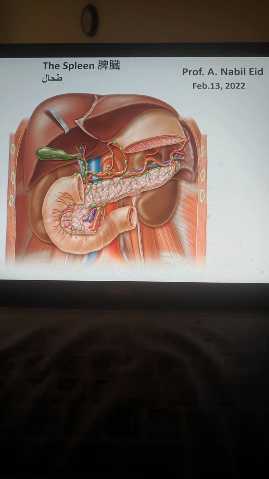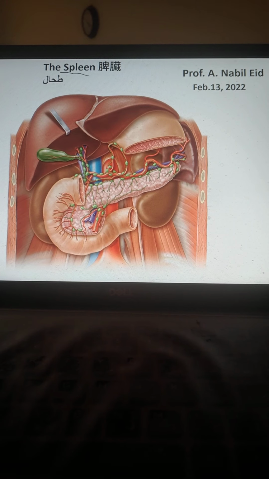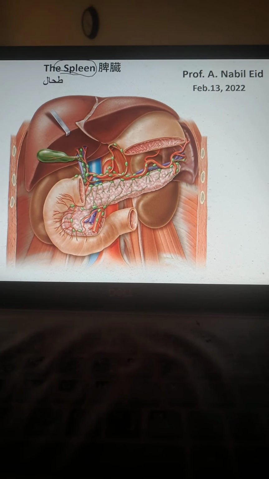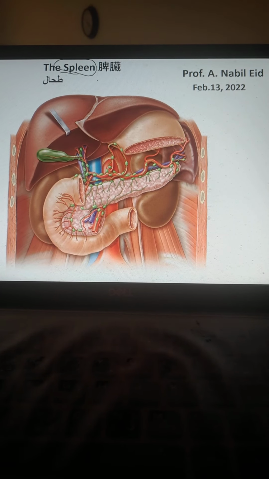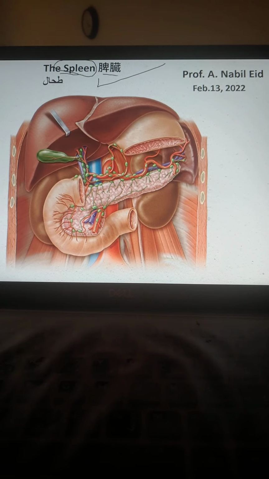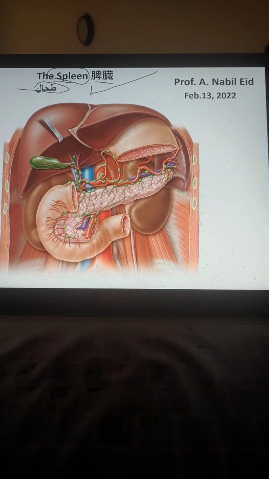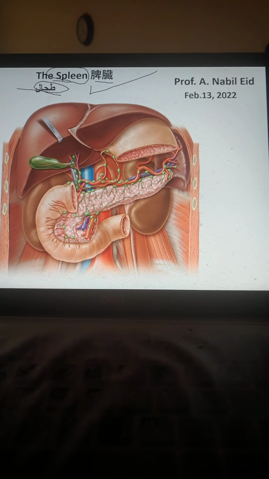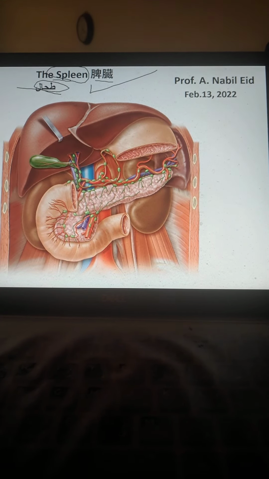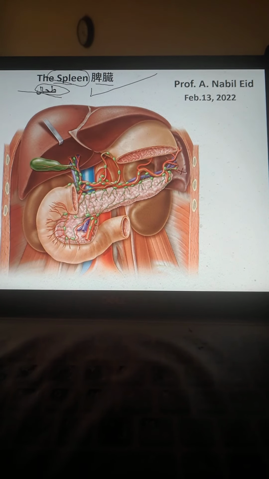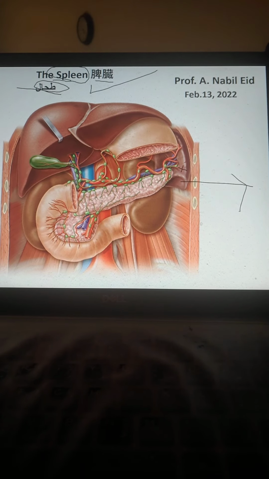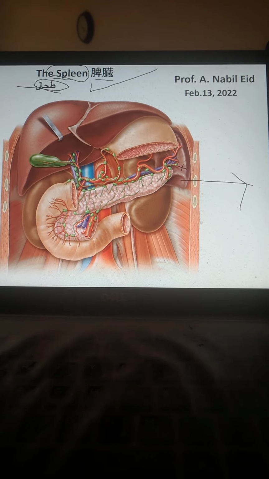Spleen here in Japanese means hizo, and in Arabic means طحال. Spleen here is, as you see, the largest lymphoid organ in the body, a secondary lymphoid organ.